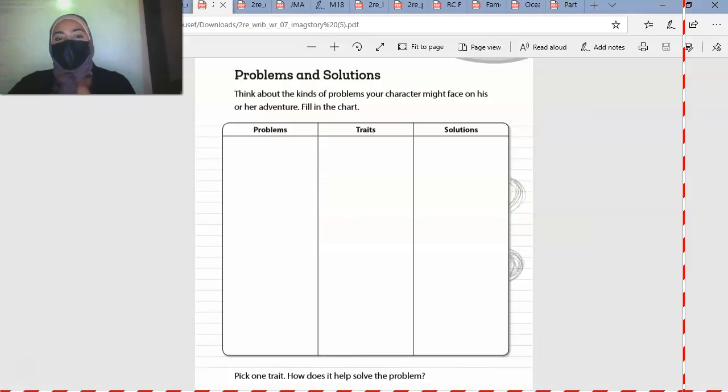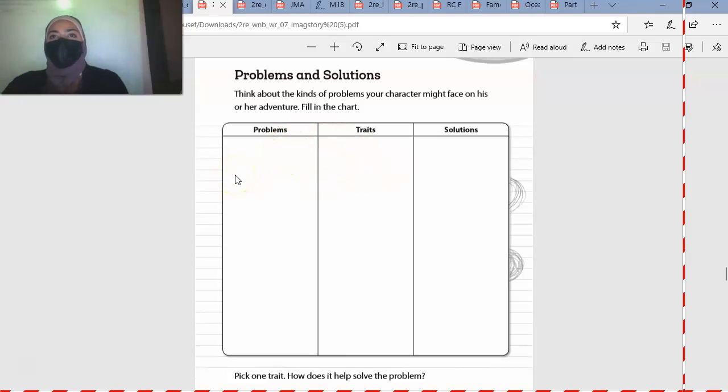So what you're going to do today is I want you to come up with 3 problems someone may have. Here you're going to write down 3 solutions to that problem. So the solutions are: the solution to problem number 1, what's the solution to problem number 2, and what's the solution to problem number 3? Then I want you to list the character traits that the person who solved that problem has.